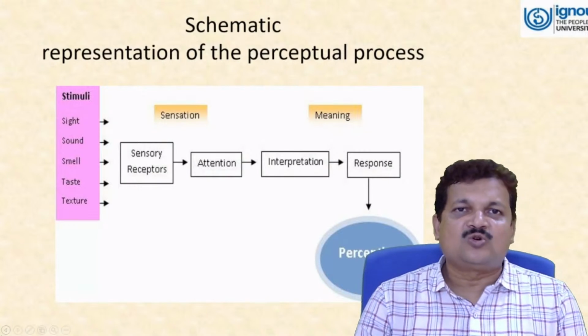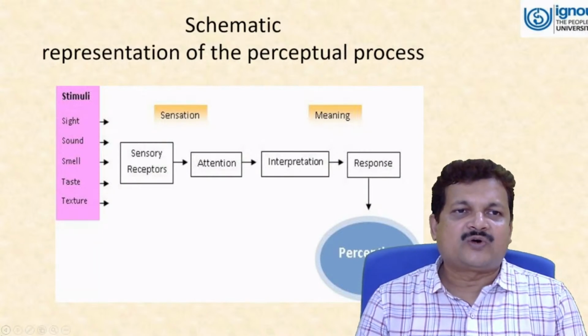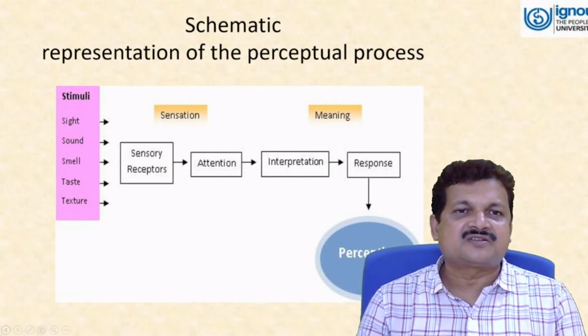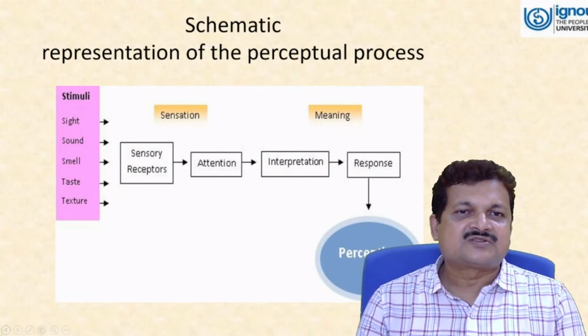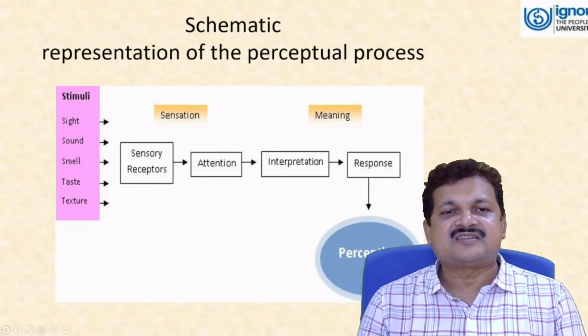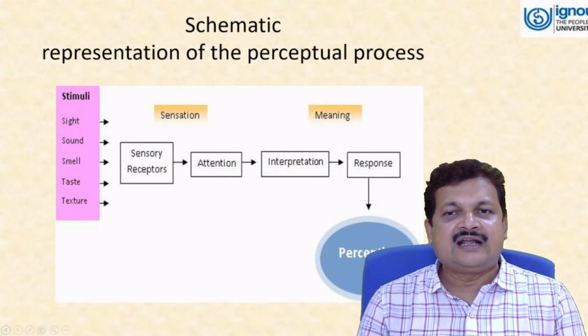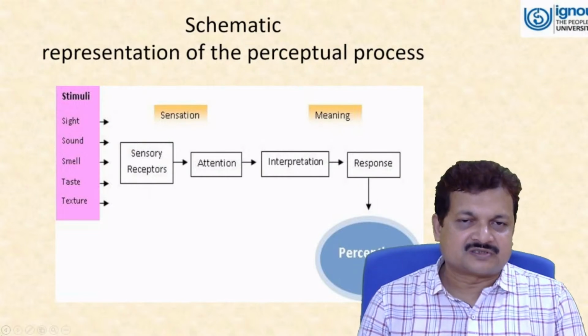Now we will go through the schematic representation of the perceptual process. Here our stimuli are sight, sound, smell, taste and texture, which we have already discussed, but we will go into them to some extent more to understand them properly. Sensation takes place whenever sensory receptors capture attention, then comes interpretation, and after that the response comes in the case of your perception.